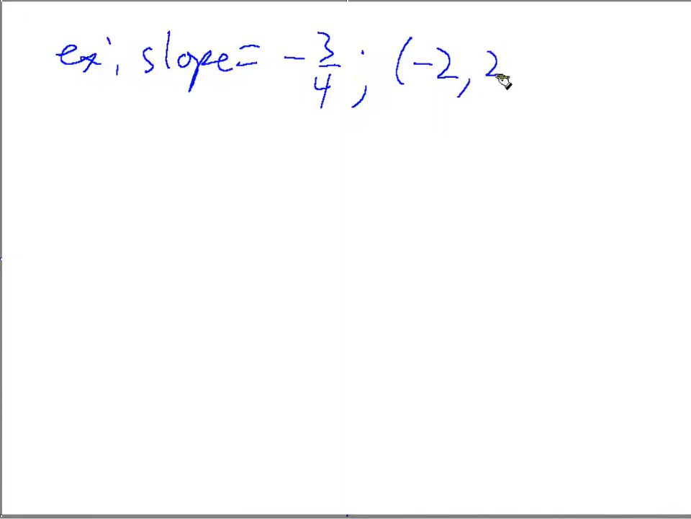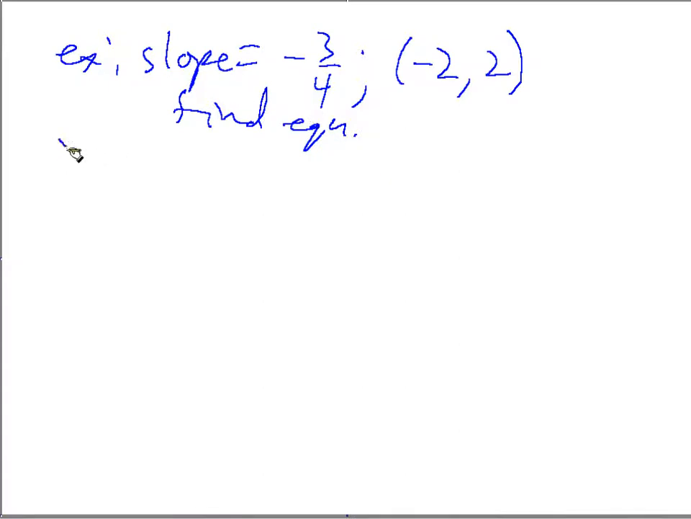Suppose the slope of the line is given as negative 3/4, and the point we're passing through is negative 2, 2. We did a problem like that earlier, right? So let's use point slope this time. Again, find the equation in mx plus b form. So let's use point slope.